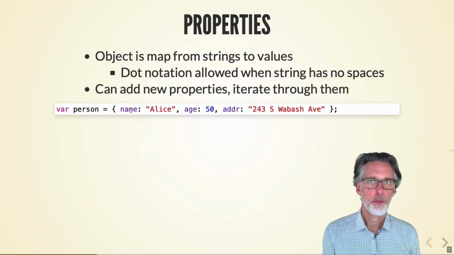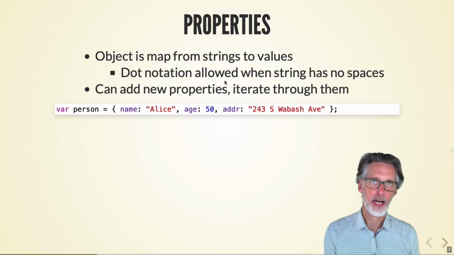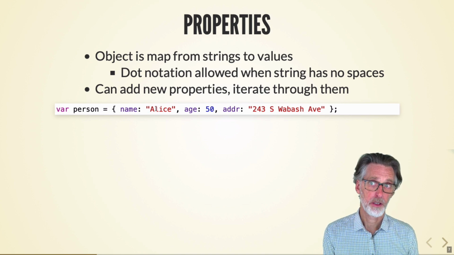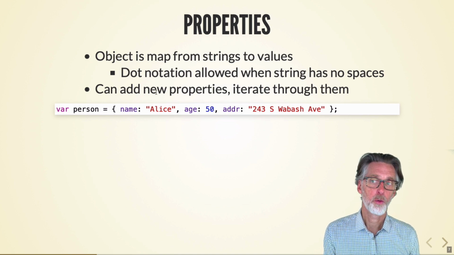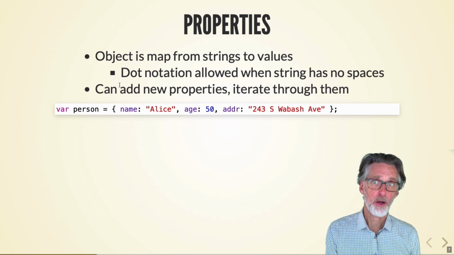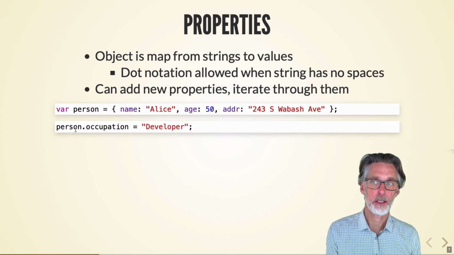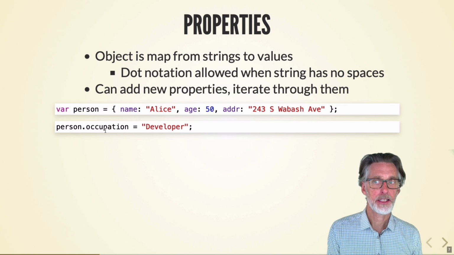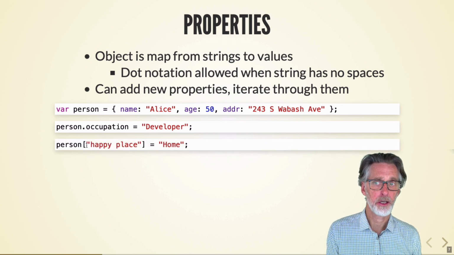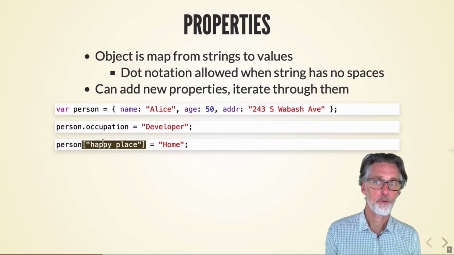You can think of an object like a map from strings to values. The strings are the property names, and the values are the property values. We can use the dot notation like person.name or person.age whenever the property name is free of spaces. We can also add new properties and iterate through them. So let's add a new property called occupation. Let's add another new property called happy place. Note that the second property has a space in it, and therefore I'm required to use this other notation in order to access it.